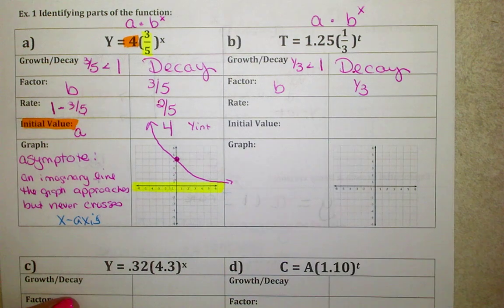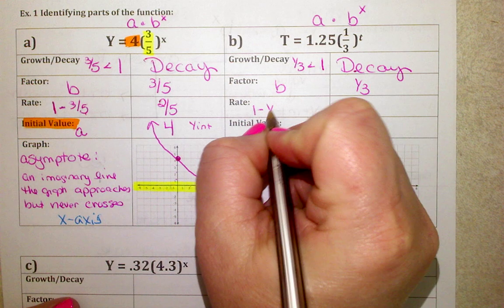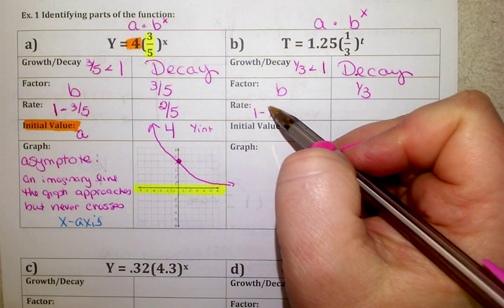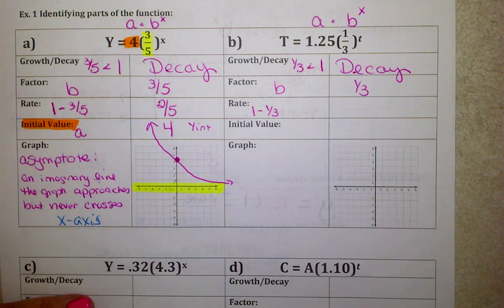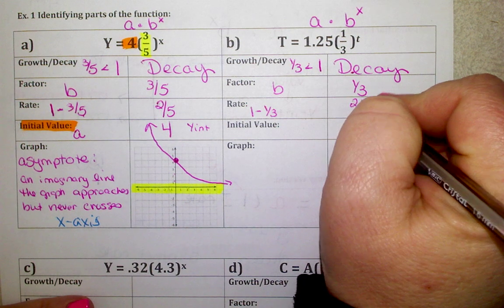1/3. All right, to find your rate, we're going to say 1 minus 1/3. So, Justin, if we're getting rid of 1 out of 3 pieces, how many pieces are you left with? It's 2.